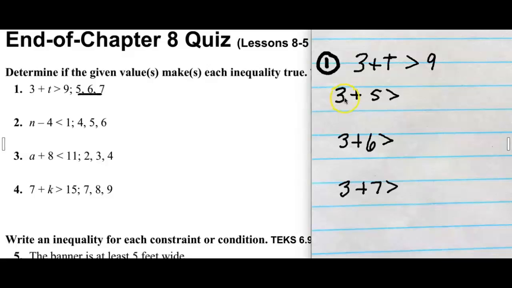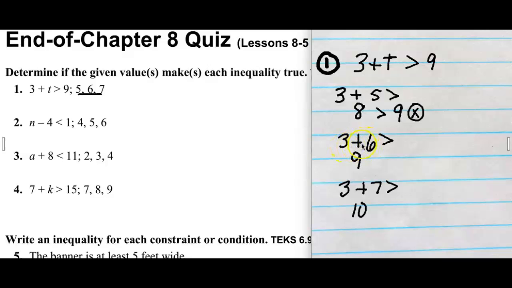So everybody answer this question for me. What is 3 plus 5? That answer is 8. Very good. What is 3 plus 6? That answer is 9. What is 3 plus 7? That answer is 10. So if we complete the inequality and we write 8 is greater than 9, is that true? No, it's not true. So that can't be our answer.